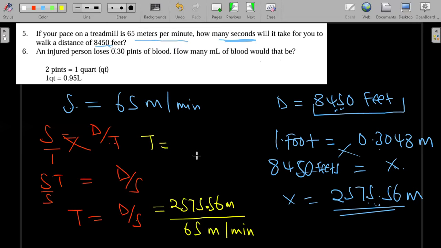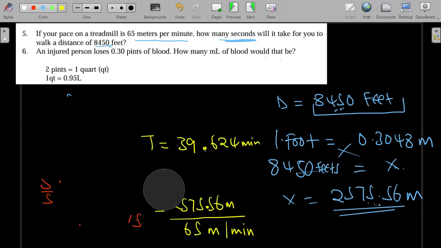If I punch that value onto my calculator, I have 2575.56 divided by 65. I'm getting this as my answer, 39.624 minutes. Notice that I'm not rounding off any number that I got here. I can only round off at the end. So these will be the minutes that we'll get for the time.